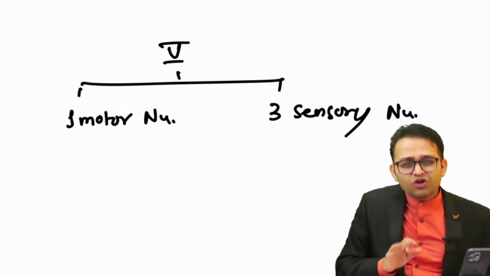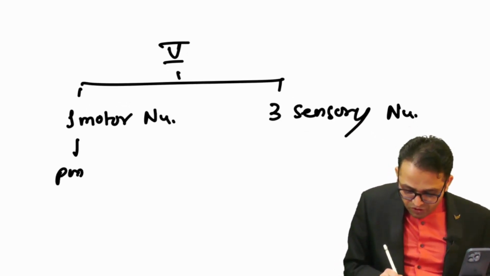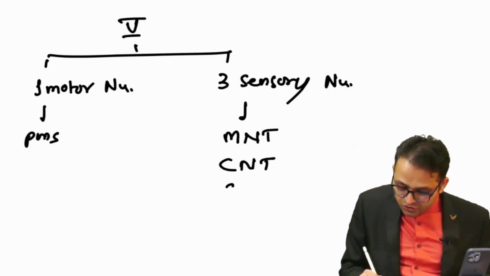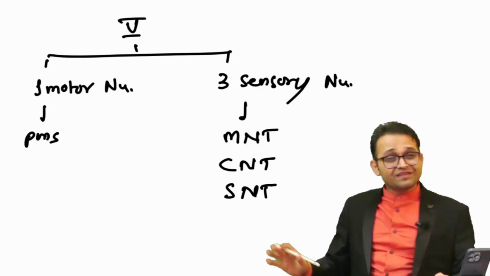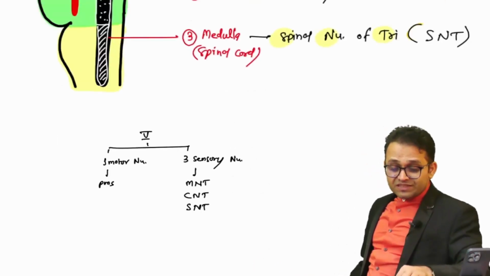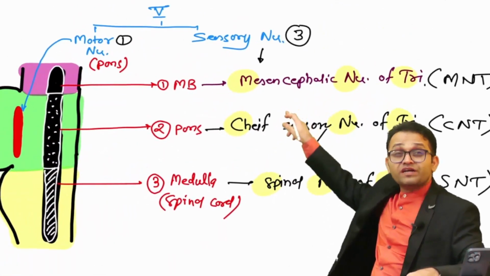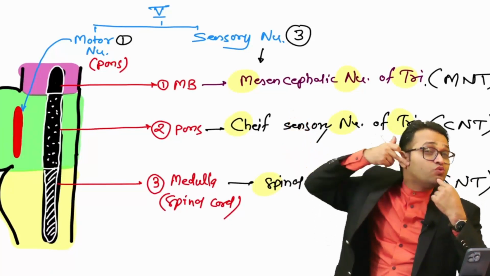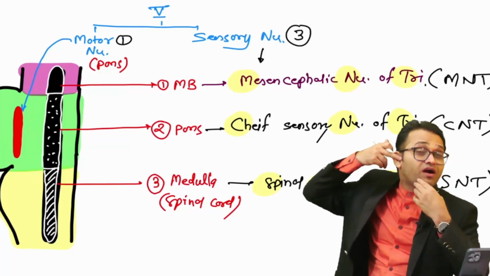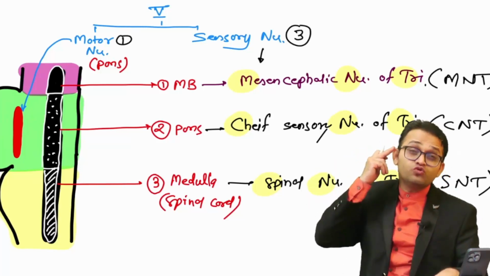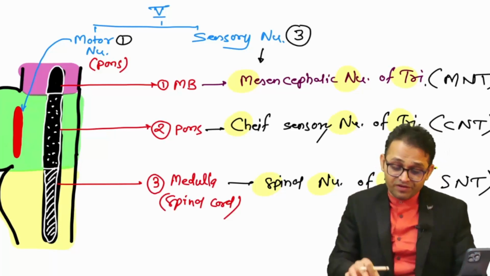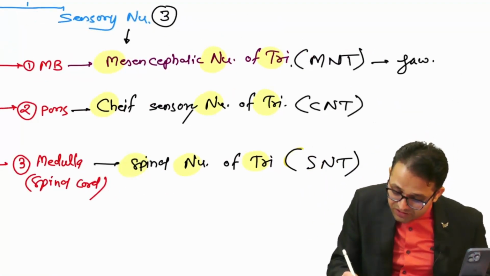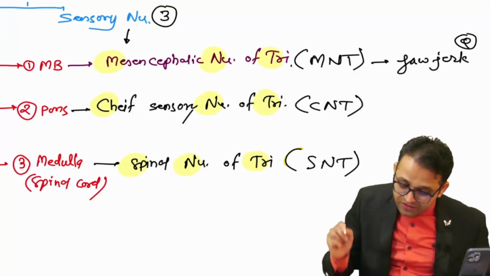One motor nucleus, no special name, is located in the pons, and the three sensory nuclei you can call the Mantu, the Cantu, and the Santu. Getting the point? Remember, beta, the mesencephalic nucleus is located in our midbrain. When we perform the jaw jerk, the impulse goes through the mandibular nerve, and then with the pseudo unipolar neuron it comes directly here. So remember, the jaw jerk is related to the Mantu. This is your INICET question.